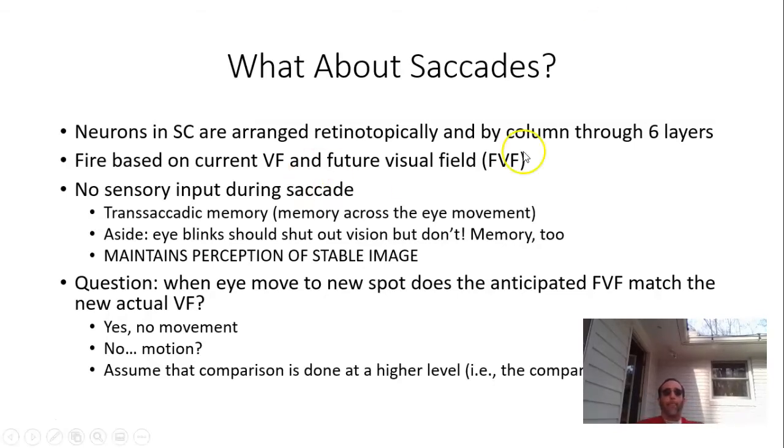Well, it's our superior colliculus that is responsible for our eye movements. And our retina is mapped out in the superior colliculus, and it has 6 layers of columns, just like our lateral geniculate and our cortex. So it's arranged in a very similar way. And one layer has the input from one eye, another layer the input from the other eye.